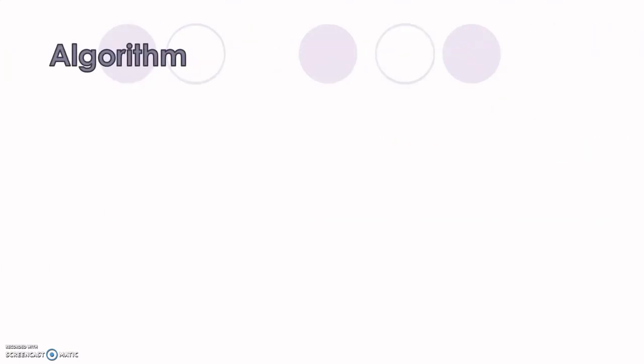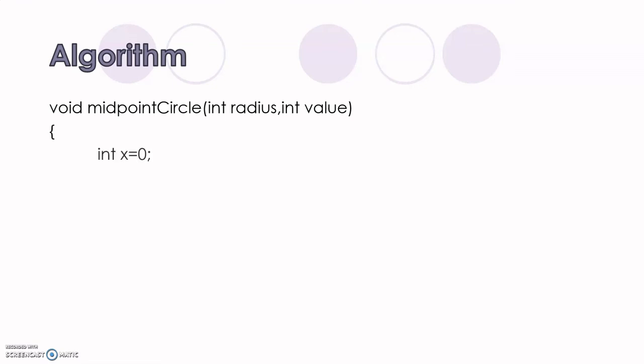This is the algorithm. Void midpoint circle is a function with radius and a value to store the intensified pixel. Now I am assigning 0 to x and radius to y. Why? Because we said that the starting pixel lies at (0, r). So the first x, y value should be (0, r). So I have assigned 0 to x and r to y.